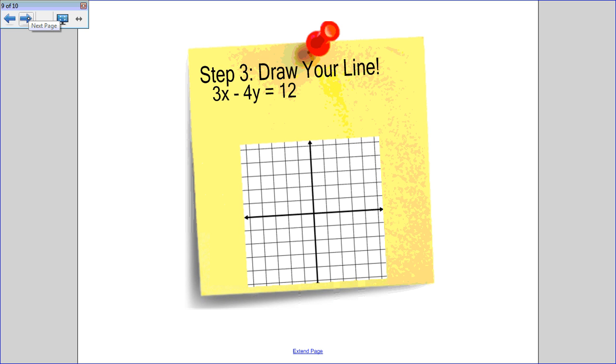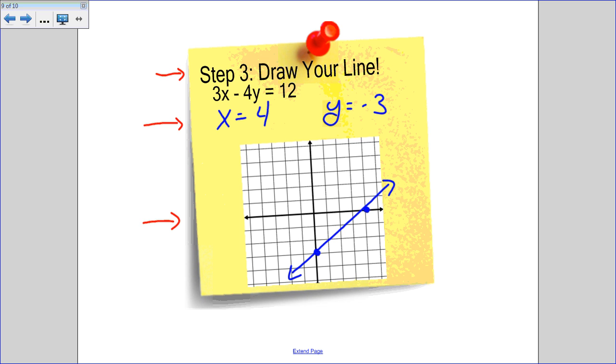All right, our last step is to draw our line. So remember, we had an x-intercept of 4 and a y-intercept of negative 3. So our points should be here and here. So the last step is to just draw the line connecting our dots. This should be your final post-it note. It should show the step to draw your line, should show me what your x and y intercepts are, and should show me a graph.